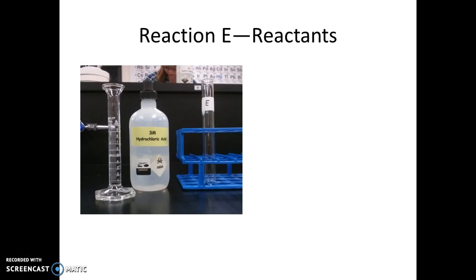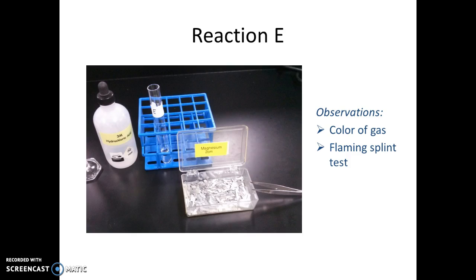The last reaction that you're going to be doing is reaction E, which uses hydrochloric acid again. For this reaction, you want to measure out 5 milliliters of hydrochloric acid with a small graduated glass cylinder. And you're going to add that to test tube E. To that, you want to add a small strip of magnesium metal, and you'll find a small plastic container that has the magnesium metal in that.